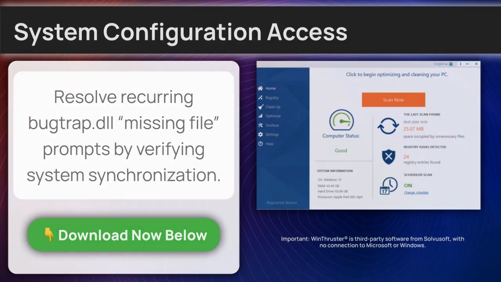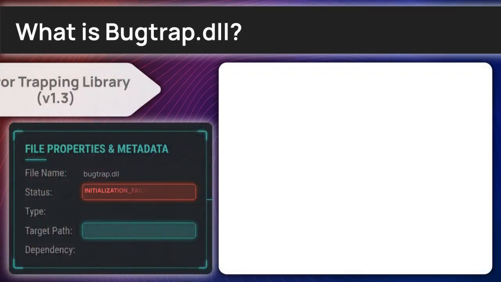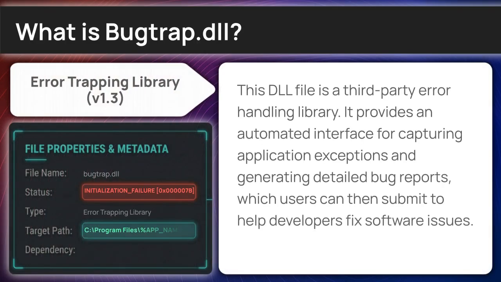This DLL file is a third-party error handling library. It provides an automated interface for capturing application exceptions and generating detailed bug reports, which users can then submit to help developers fix software issues.